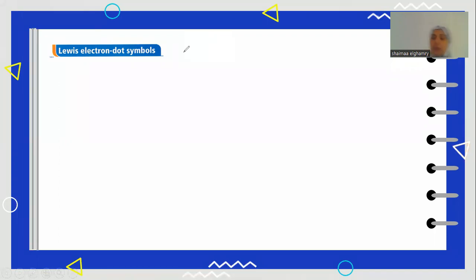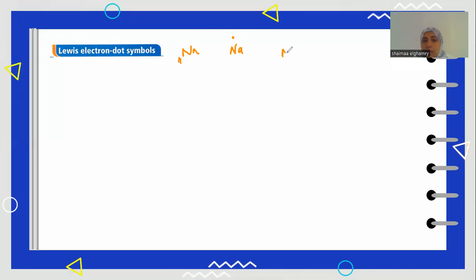Example, if we are going to draw the Lewis dot symbol for sodium. Sodium 11 has only 1 electron in the outermost energy level. So its Lewis dot structure will be represented by only 1 dot on what? On the symbol of sodium. So this is the Lewis electron dot symbol.